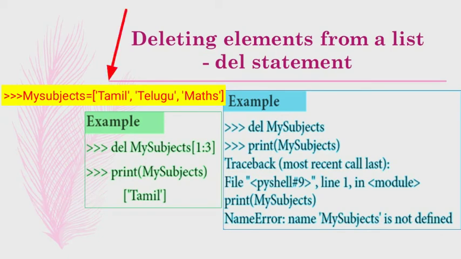See here, this is 0th index position, this is 1, this is 2. Here you have to leave these 2 elements, Telugu, Maths. So Tamil will be printed on the output screen. And next, let's see another example. If you want to delete the entire list, you have to use del and my list name, my subjects. Print my subjects, you will get the error message because the entire list is completely deleted. So it shows the error message.